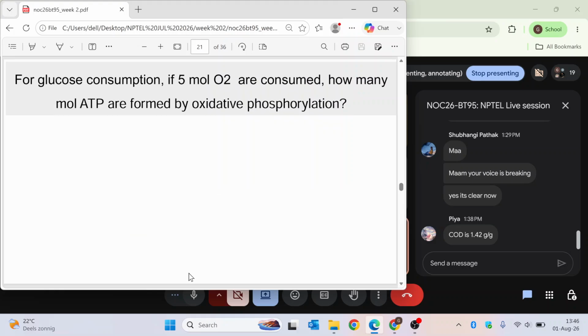The next question is, for glucose consumption, if 5 mole oxygen is consumed, how many moles of ATP are formed by oxidative phosphorylation?